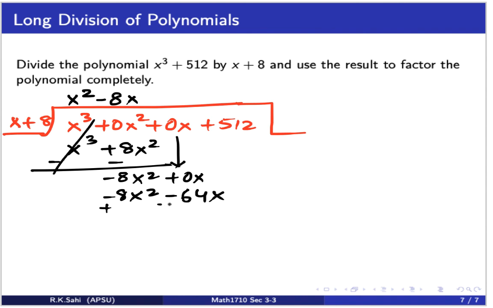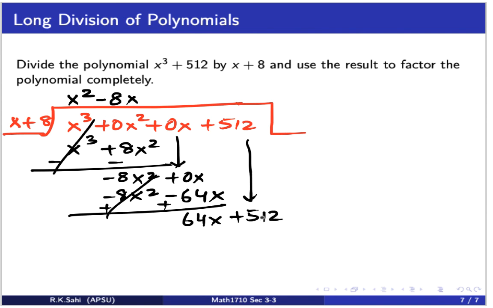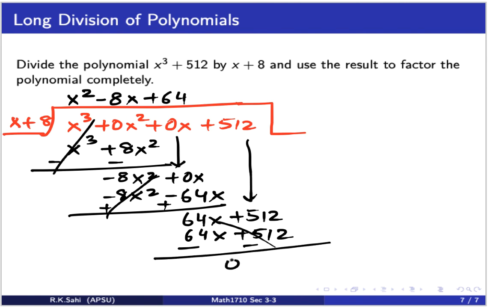Change the signs, guys. What are we left with? 64x and we get 512 down. Now, we want to multiply by plus 64. What do we get? 64x plus 64 times 8, 512. And then we change the signs and everything is a 0.